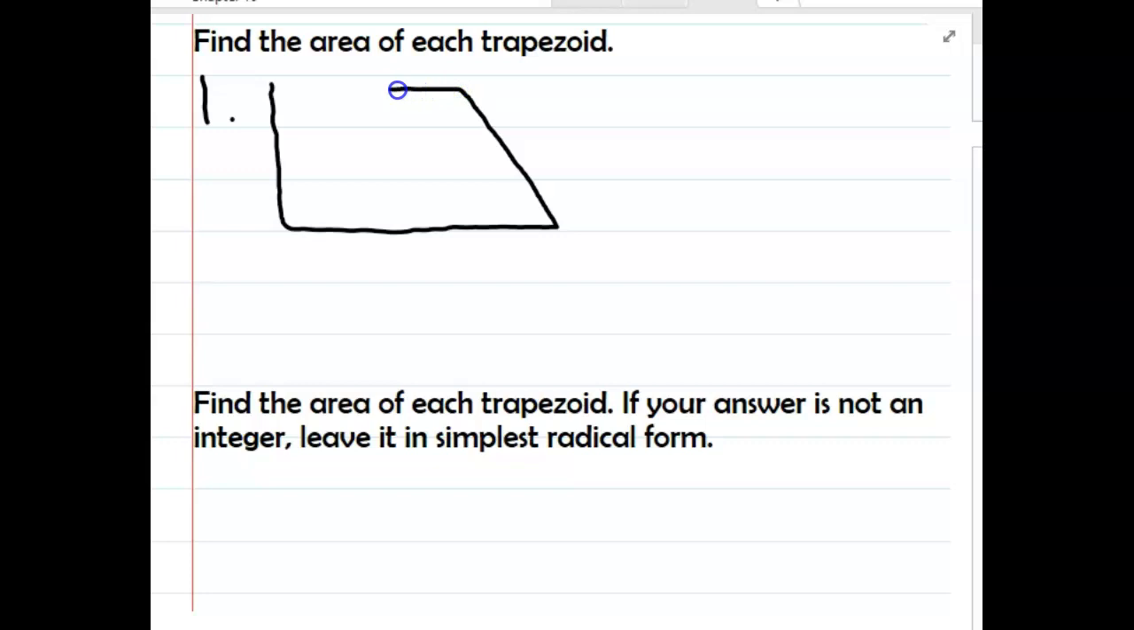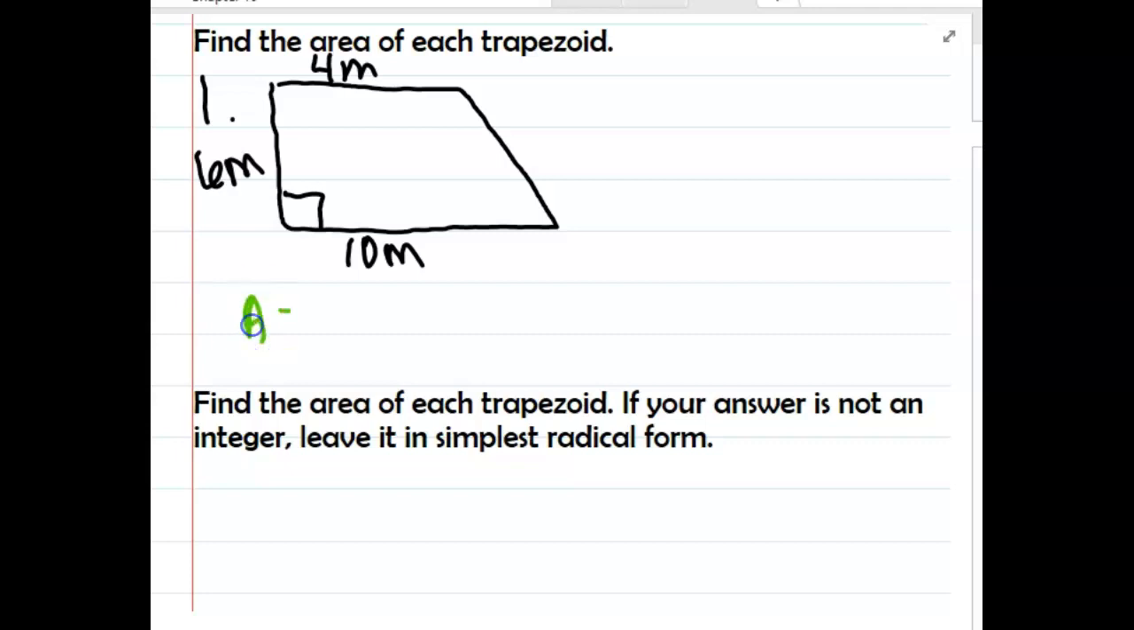So remember, a trapezoid has exactly 1 pair of parallel sides. Now, in this trapezoid, we're going to call that a right angle. The top is going to be 4 meters. The left is going to be 6 meters. And the bottom is going to be 10 meters. If we're going to find the area of a trapezoid, you need 3 things. You need the top base, the bottom base, and then the height. In this case, they give me all of those.